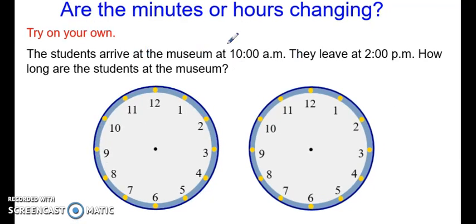You are going to try this problem on your own. It says the students arrive at the museum at 10 a.m. They leave at 2 p.m. How long are the students at the museum? So ask yourself, is it the minutes or the hours changing? Then, draw clocks in your notebook to help you solve the problem. Once you've finished this problem, you're done with today's lesson.